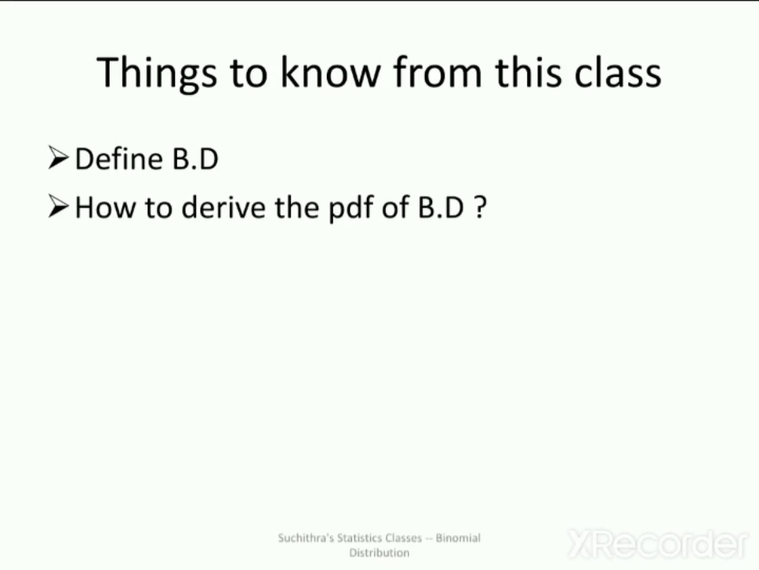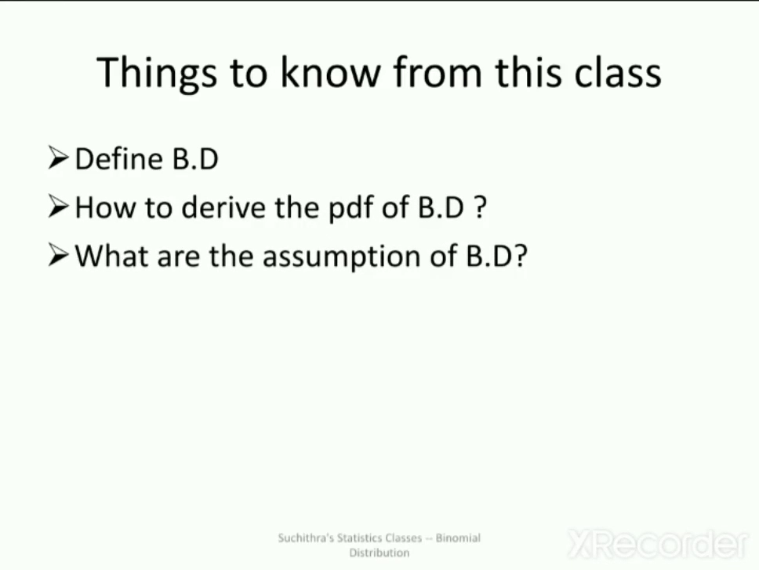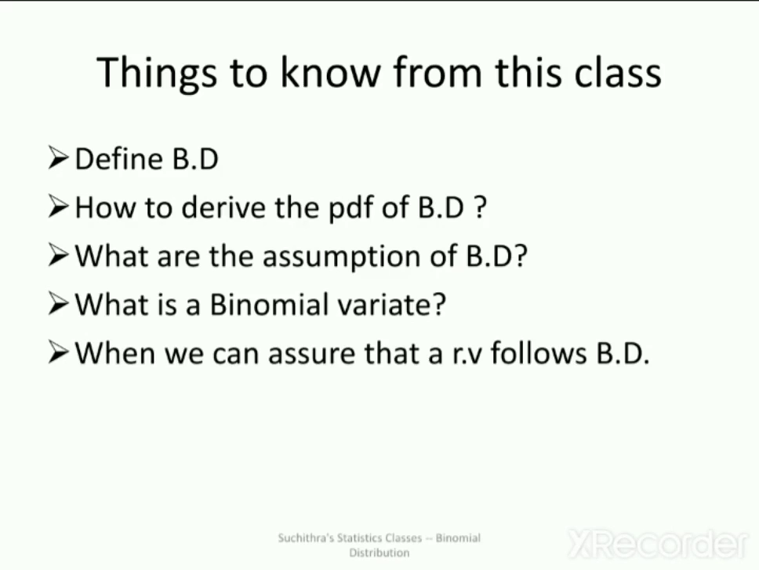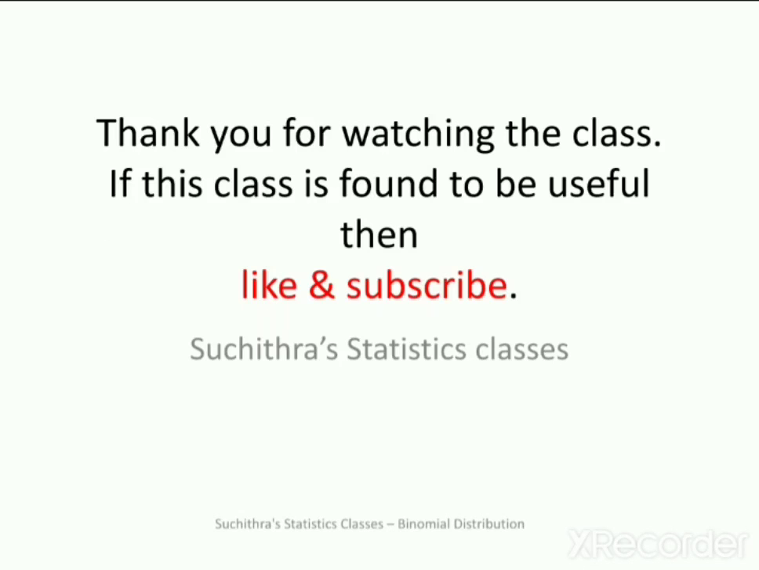Things to know from this class: define binomial distribution, how to derive the PDF of binomial distribution, what are the assumptions of binomial distribution, what is a binomial variate, when we can assure that random variable follows binomial distribution.